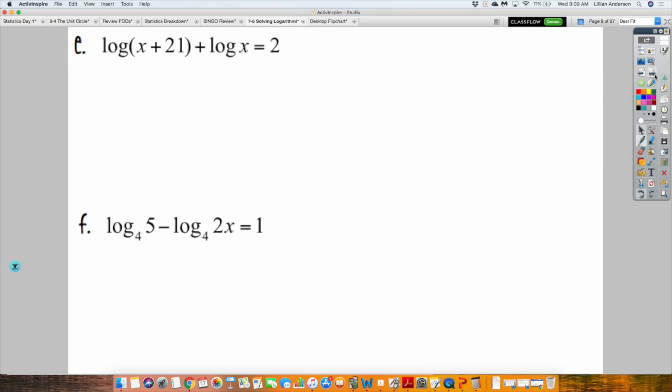The next ones, E and F. This is another example where you have a log on one side, but the difference is that you have 2 logs on one side, which means we're probably going to have to combine them. Condense it, compress it, bring it together, apply the properties. When you see a plus sign, that means you multiply. So this becomes log of x plus 21 times x.